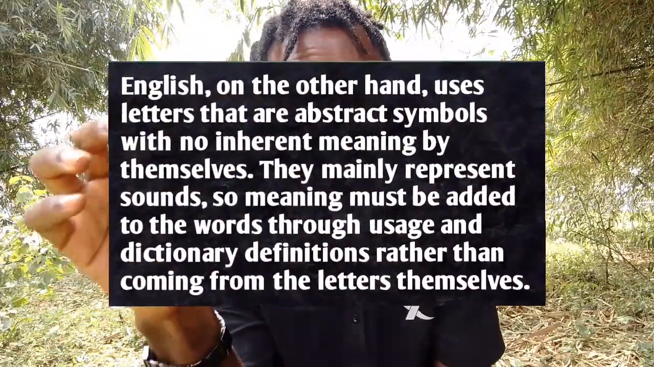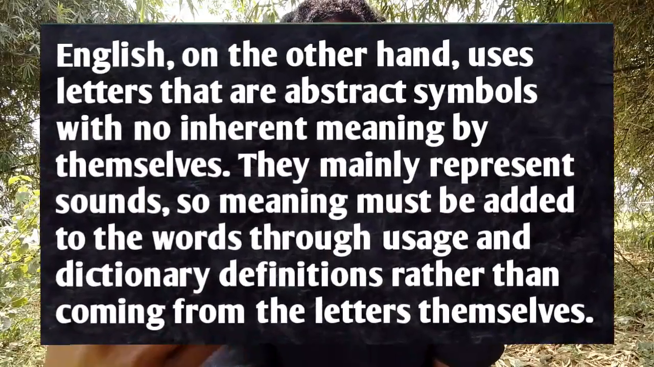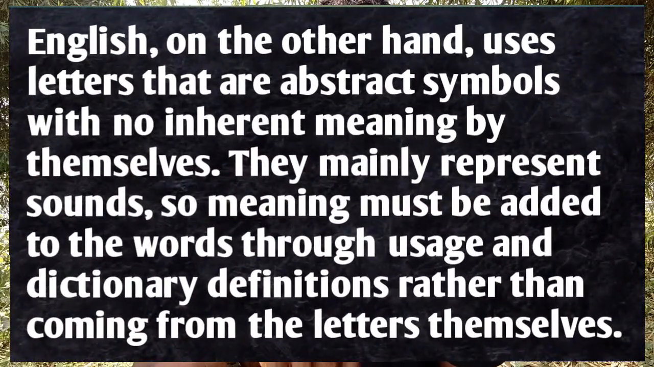You do not have to try to imagine what I mean by a sun. And that is not the same with English, right? The English letters, the English alphabet, are abstract, which has no meaning. So what that means is that we have to add meaning to the letters. You know what I'm saying? Without us adding meaning to those letters, they have no meaning.